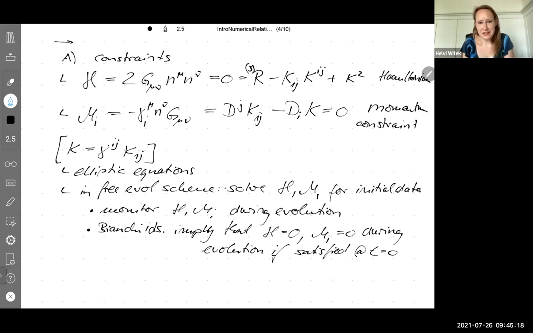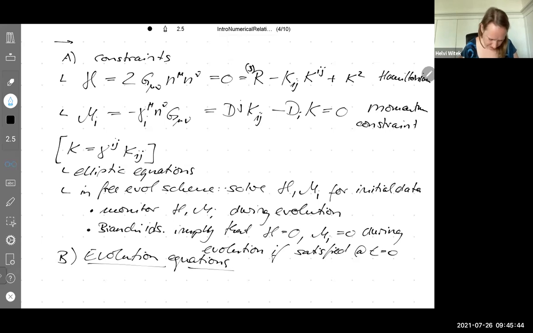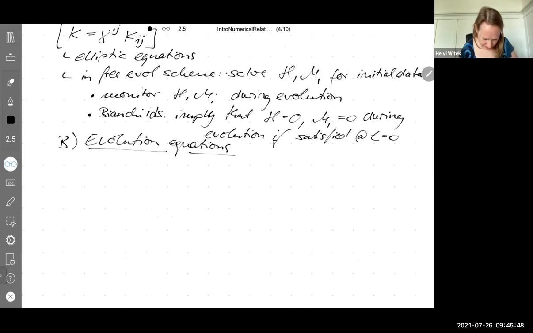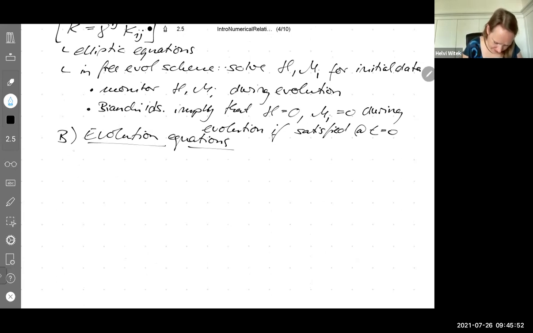Now, the last type of projection is where we project the Einstein tensor onto the hypersurface in both indices, and that will actually give us a set of evolution equations. So what we're doing here is projecting the Einstein tensor in both indices onto the hypersurface.